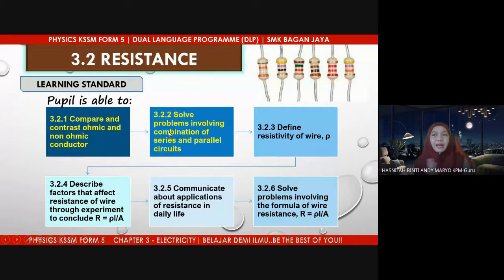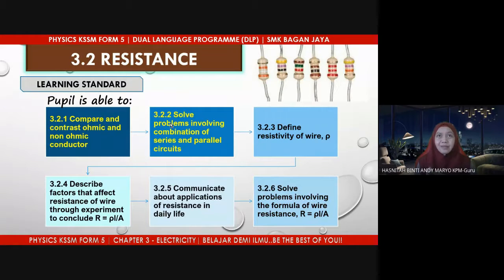For tonight, we are going to discuss the first two learning standards. 3.2.1 is to compare and contrast ohmic and non-ohmic conductors. And second is to solve problems involving combinations of series and parallel circuits. If I'm not mistaken, you have learned this in Form 2, right? Series and parallel circuits. Do you remember?